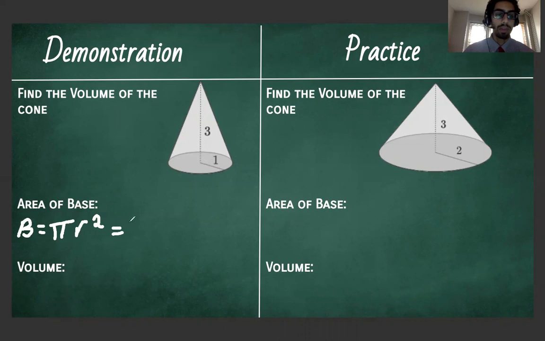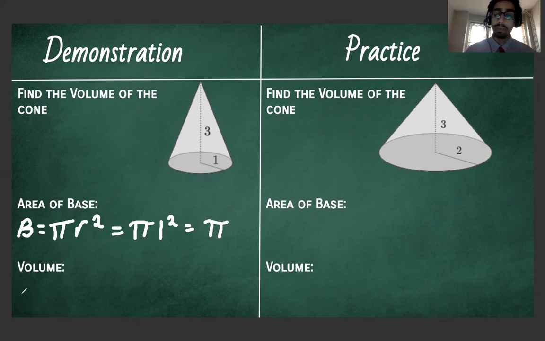Yeah, 1. So I'm just going to go ahead and copy that down. Pi, instead of r, I'm going to put 1 squared. What is 1 squared? Just 1, right? So if I do pi times 1, I find out that the area of my base is just pi. So that is the area of my base.